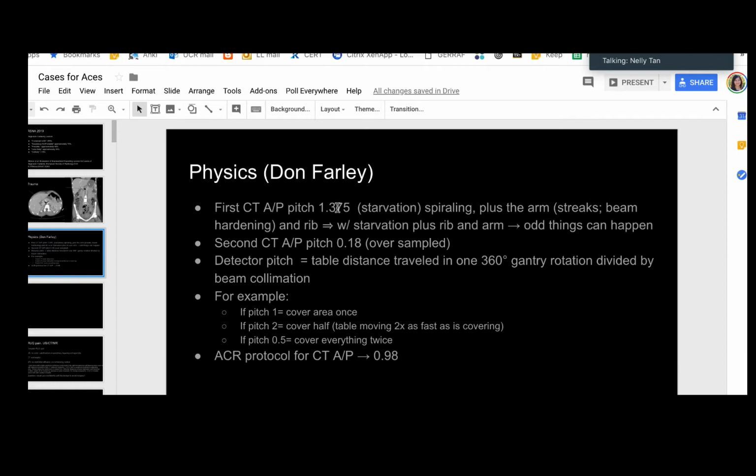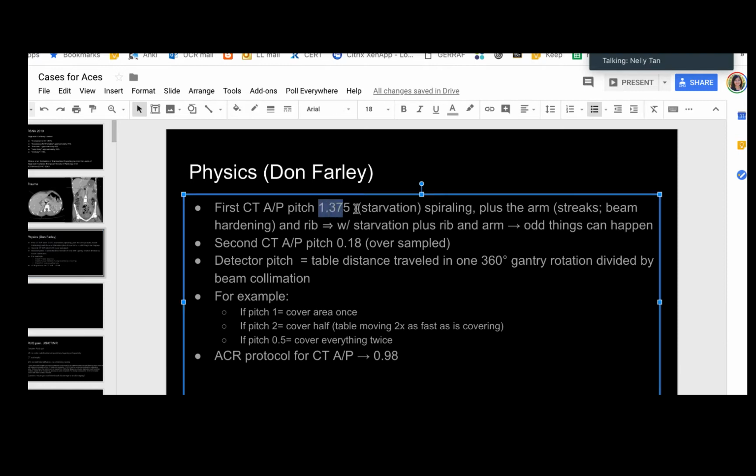This was done with a pitch of 1.3, and this causes photon starvation. So it was undersampling the area. And the second CT abdomen and pelvis was done with 0.2 pitch, so it was actually oversampling the area. So pitch is the table distance traveled in one rotation divided by the beam collimation. So if the pitch is 1, then the beam and the speed of the table overlap, so the full area is covered.